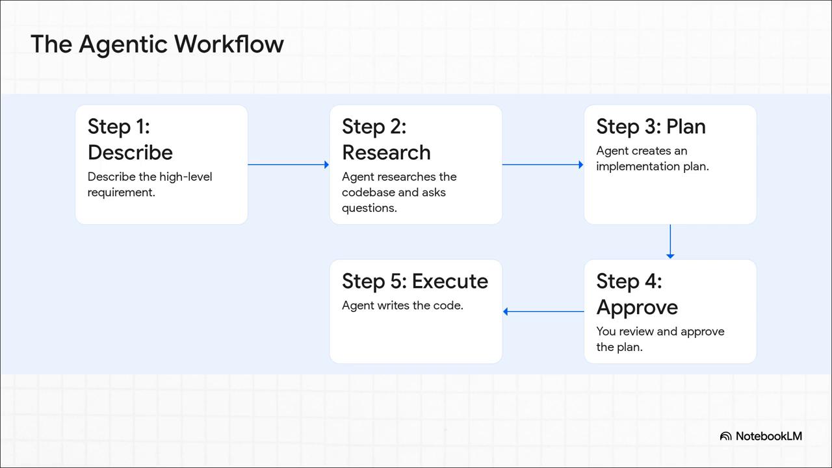It comes back with a plan. It'll say, okay, I'm going to modify these files and I'm going to create these new functions. Your job is to approve or maybe amend that plan. Only then, once you give the green light, does it execute and write the code. You're the architect signing off on the blueprint.